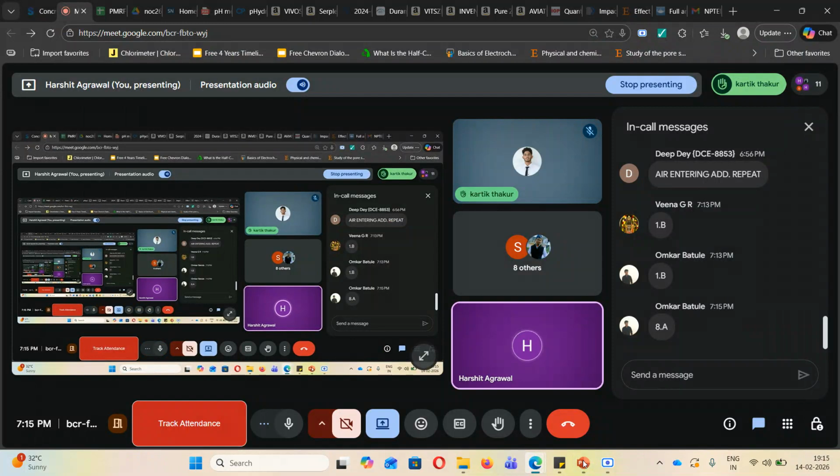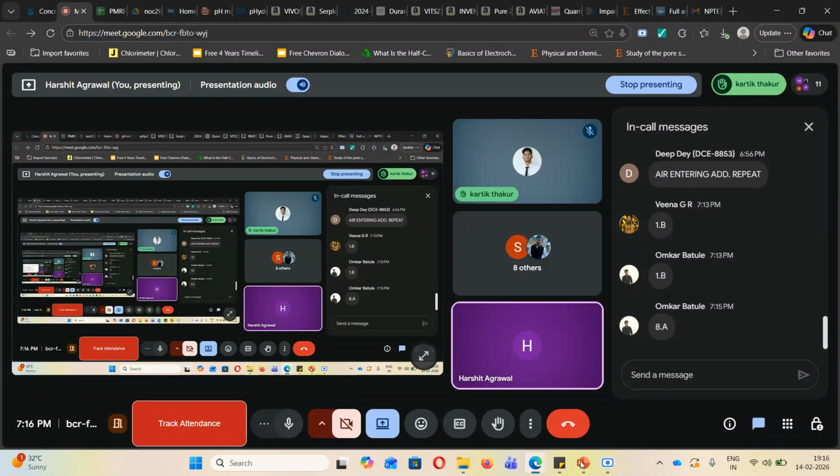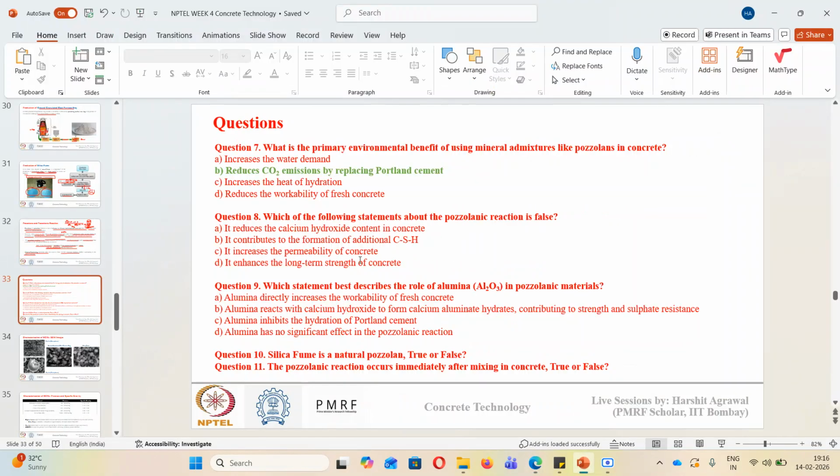No, statement A is correct. We saw pozzolanic reaction, where it consumes the leftover calcium hydroxide and reacts with calcium hydroxide to form CSH. So this statement is correct. It reduces calcium hydroxide content in concrete because it is getting consumed. The correct answer will be C.